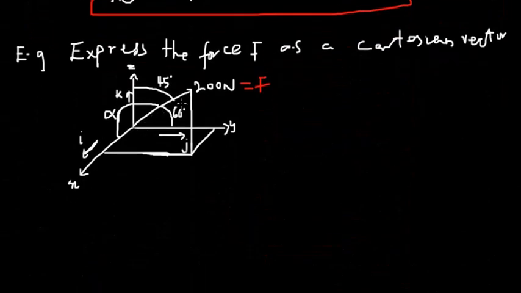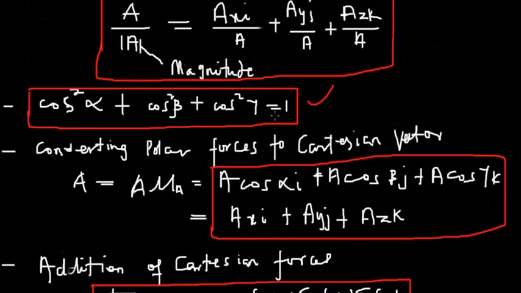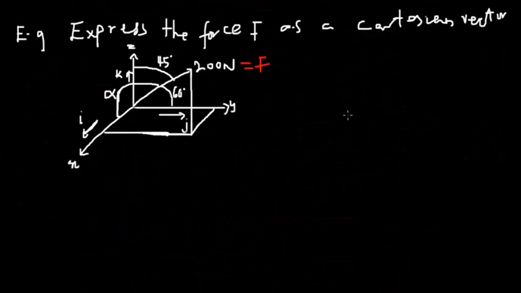From here you can notice that we are given two angles. You are not given alpha, but you are given beta and gamma. This is beta and this is gamma. So we'll also be using this formula. Let's look at the solution. First we have to find alpha.